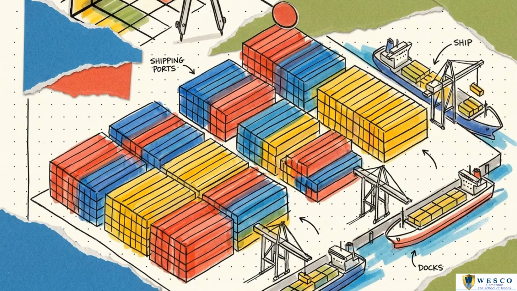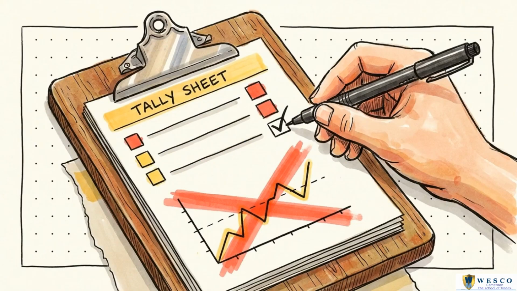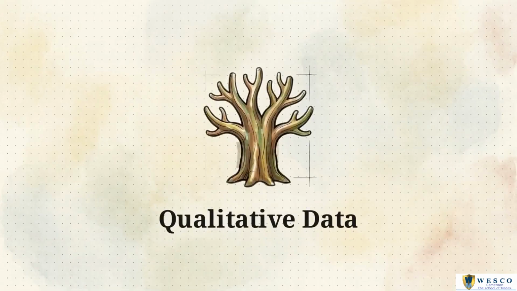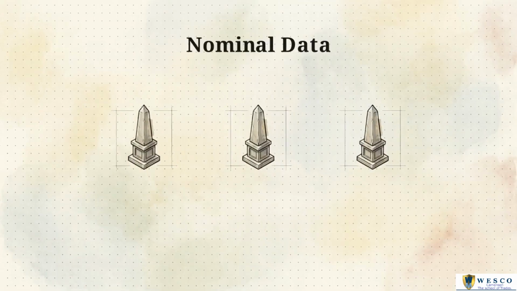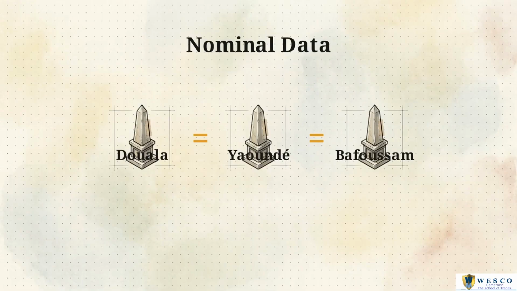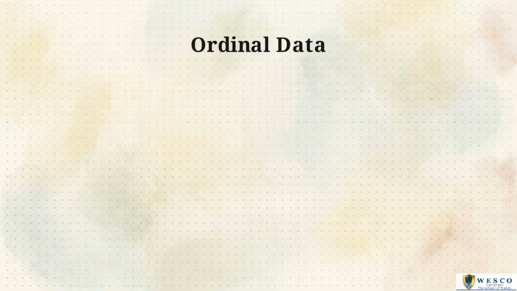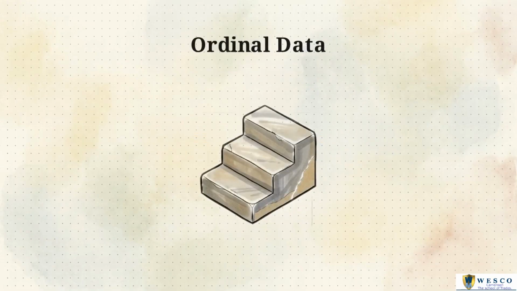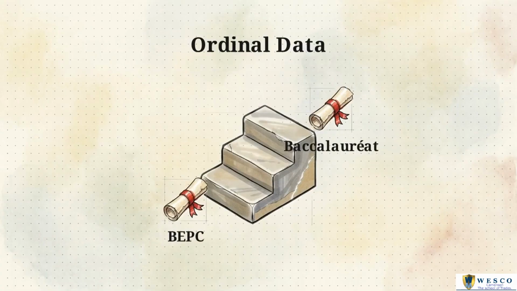The second major branch is qualitative data. These are characteristics, categories, and labels. You can count how many items fall into a category, but you cannot average them. The qualitative branch has nominal data, pure labels with no ranking, like cities existing side by side. By contrast, ordinal data has a natural ranking. A baccalaureate outranks a BEPC, but the mathematical distance between ranks cannot be measured.